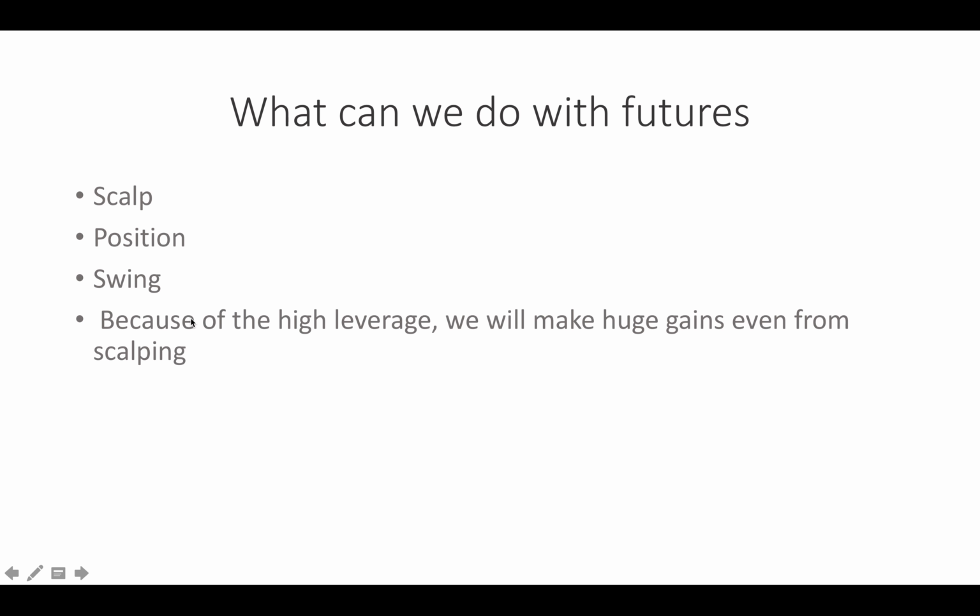Now, because of the high leverage of futures, and we'll be talking a little bit about the leverage in the next slide, we're going to make huge gains even from scalping. So if you have a $5,000 account and you scalp for 10 ticks, which is 10 cents on oil, and oil has moved about $1.50 per day, so 10 cents is really nothing. If you scalp for 10 cents, that's $100 in your pocket right away, just on one contract. So very easy.